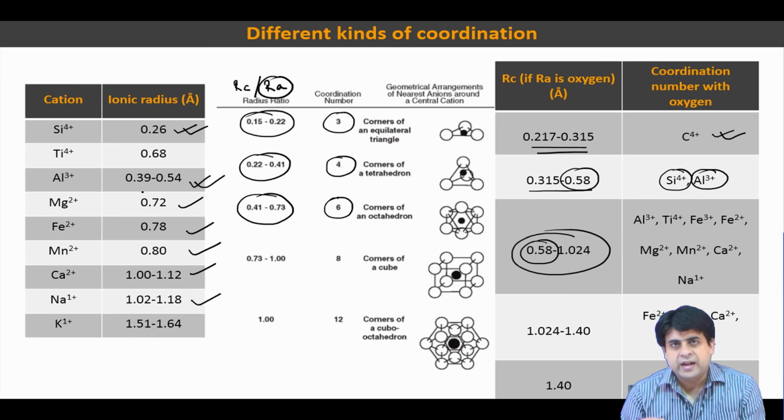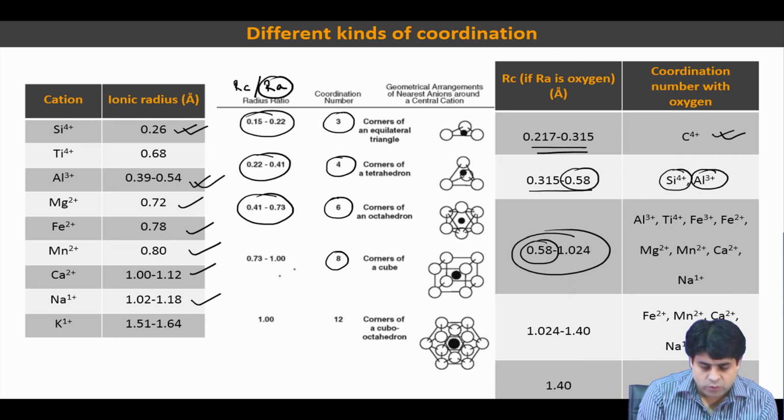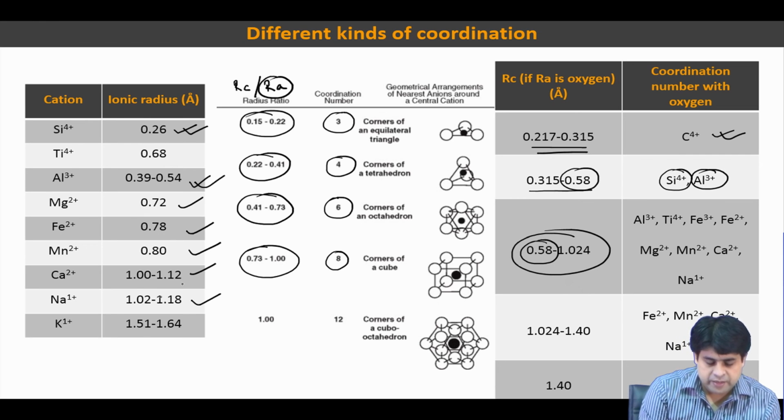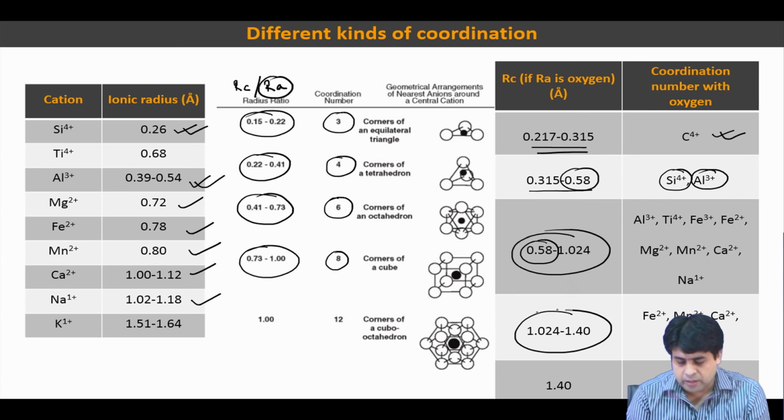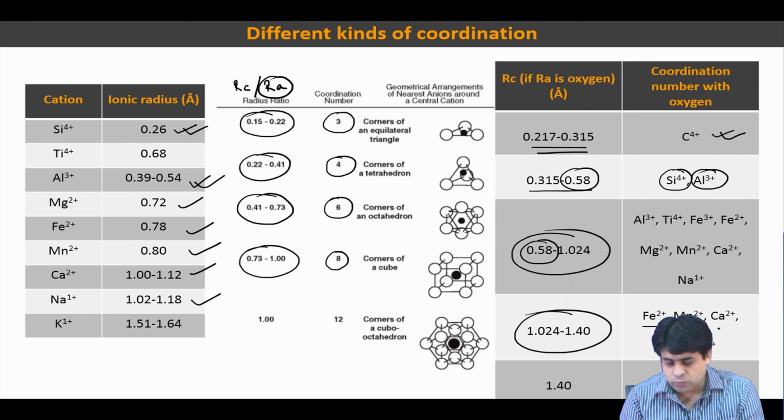So, because of that, aluminum has a 4-fold coordination as well as 6-fold coordination. If you see the 8-fold coordination, your radius ratio is between 0.73 to 1, and if you take oxygen as an anion, the cation radius will vary from 1.024 to 1.40, and in this case you have iron 2+, Mn 2+, calcium, sodium, and potassium.